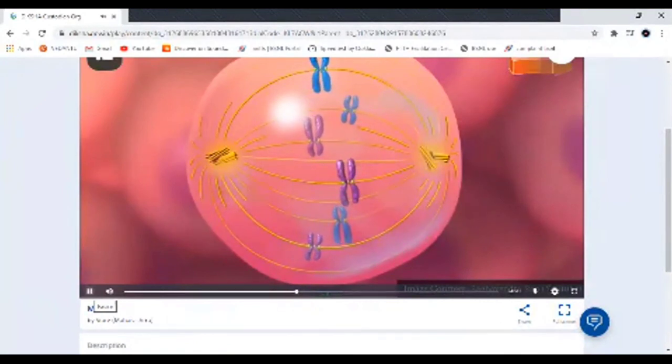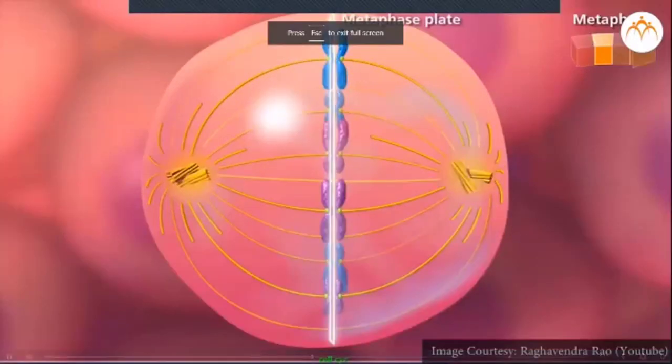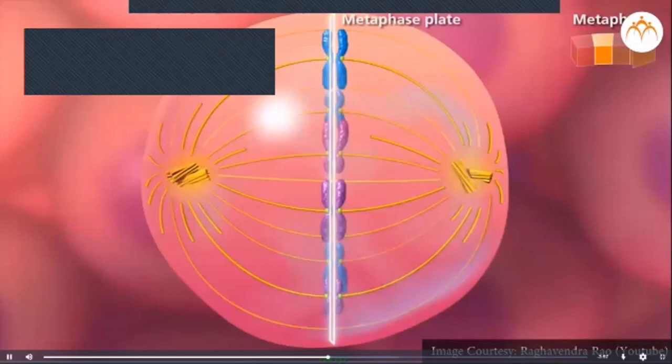Metaphase. Now all of the pieces align themselves for the big split. The DNA lines up along a central axis, and the centrioles send out specialized tubules that connect to the DNA. The DNA chromatin has now condensed into chromosomes. Two strands of chromosomes are connected at the center with something called a centromere. The tubules actually connect to the centromere.